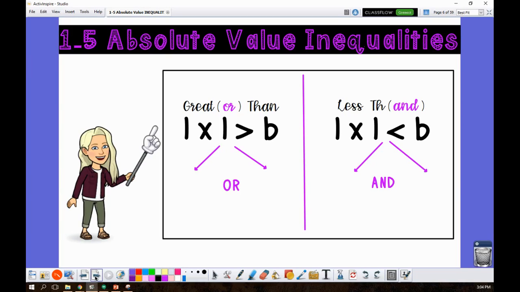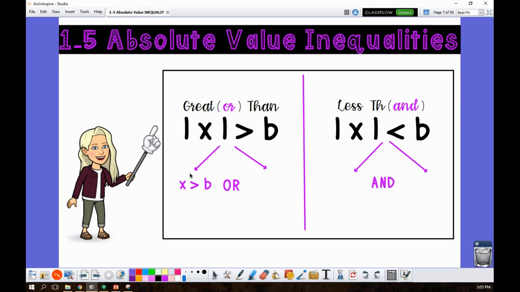Just like absolute value equations, inequalities are going to do almost the same thing. So remember how I was talking about the compound inequalities? When we split this into two, we're going to split it into two inequalities separated by the word or, making it an or compound inequality. And over here, because we have less than, we're going to split this into two that are separated by the word and. Okay, so this is going to be an and compound inequality.